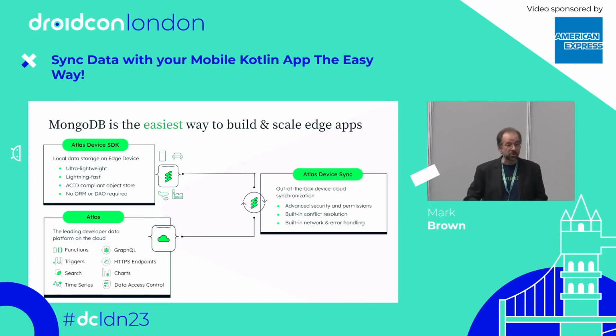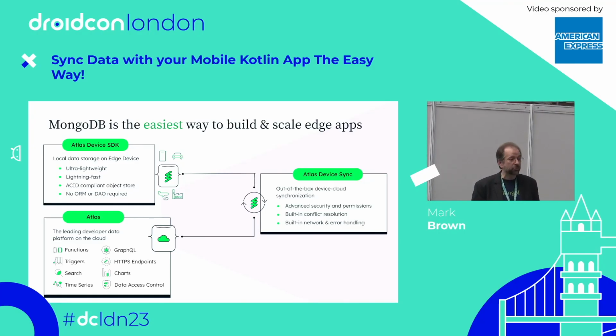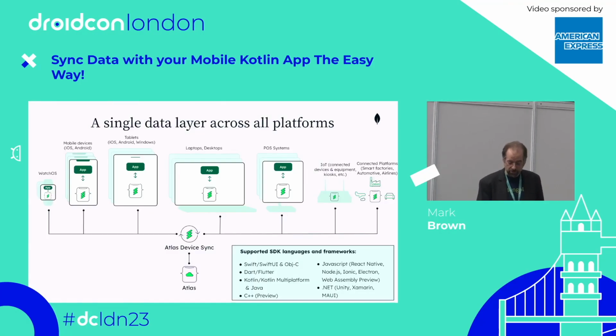Number two, you've got Atlas Device Sync. That's a service provided by MongoDB Atlas. It does the sync between your edge devices and the cloud. It keeps the data updated across all of your users, all of the devices, and the back end. And then finally, on the back end in the lower left, you've got MongoDB Atlas itself. This is our fully managed cloud database and developer data platform. So that's on the back end, so you don't have to worry about scaling your application as your usage increases.